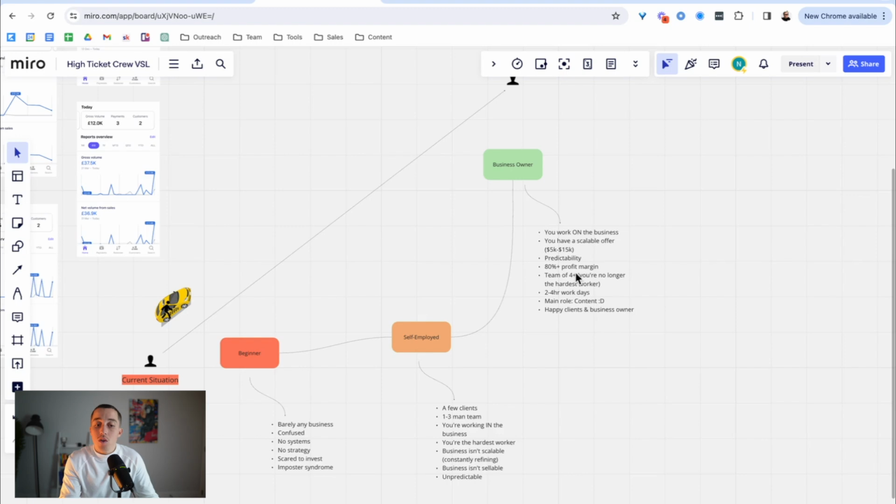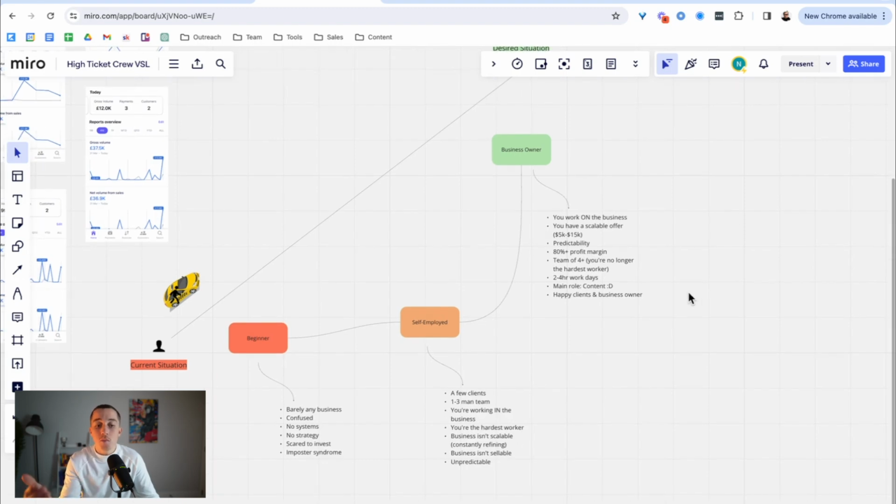You also have a scalable offer at this point. Anything between 5 to 15K that you're selling consistently. You've got predictability. You've got 80% plus profit margins. You've got a team of 4 or more, meaning you're no longer the hardest worker. Everything has been delegated. And I'm going to break down exactly who I hire and who I show my clients to hire. I show my clients how to hire a video editor for all the content. I show my clients how to hire an appointment setter, a closer, a CSM, or a VA. And CSM or VA, by the way, are sort of interlinked, and there's a reason as to why we do that.